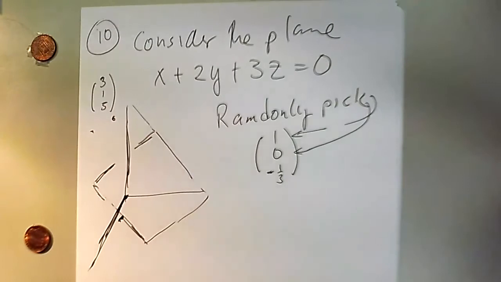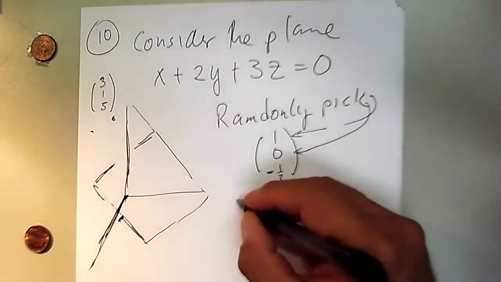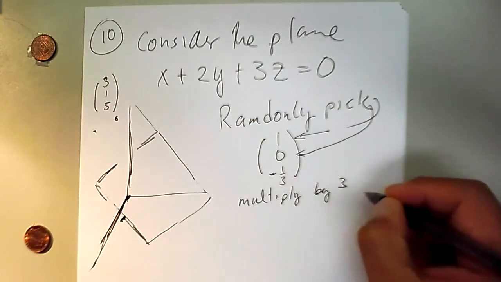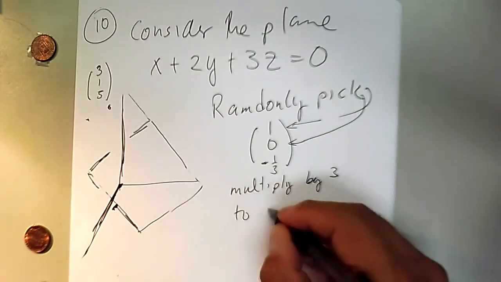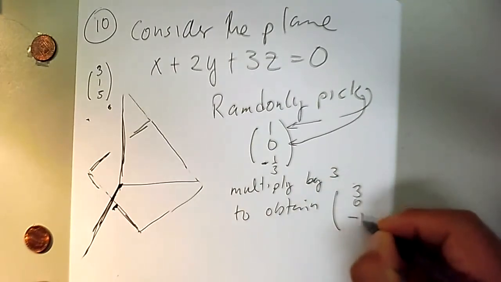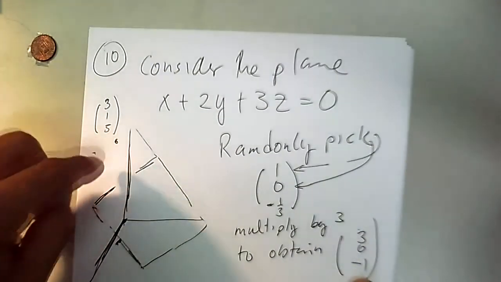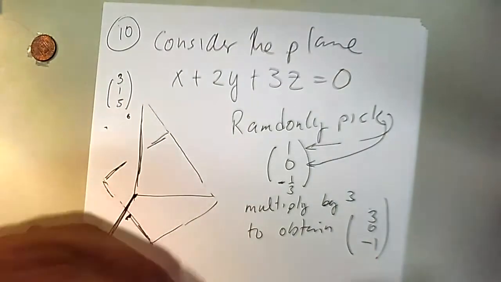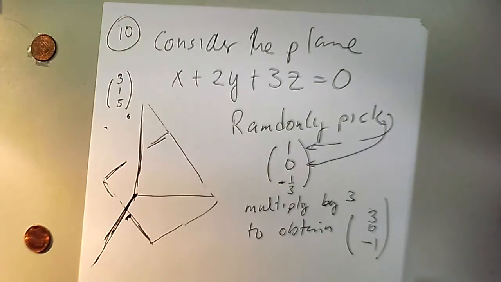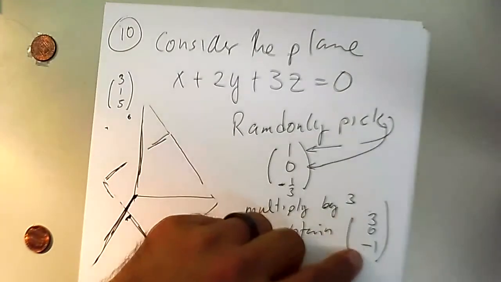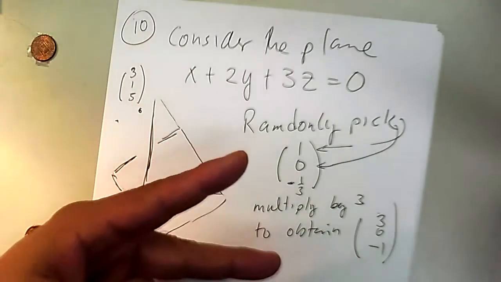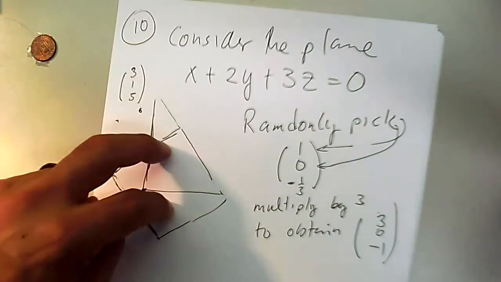No fractions. So multiply by 3 to obtain 3, 0, negative 1. Okay, so that point is on this plane. I need another point that is on the plane that is not on this line. And the plane is two-dimensional, so we need two vectors to produce this plane.